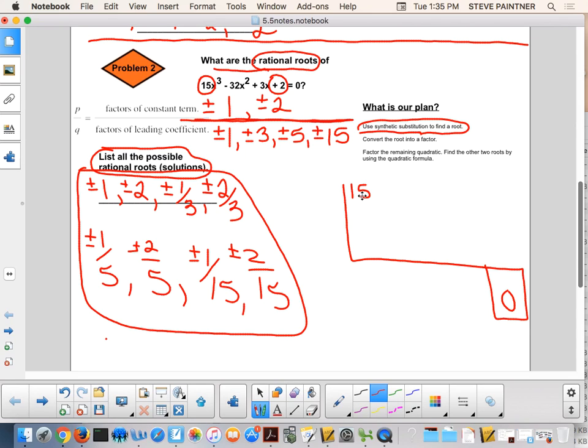Do synthetic substitution, because you're just plugging numbers into the function to see which one is 0. One of these numbers has to give me 0. Synthetic substitution, is that just substitution? Yeah, but it's not easy. I forgot. How do I get any of these numbers?